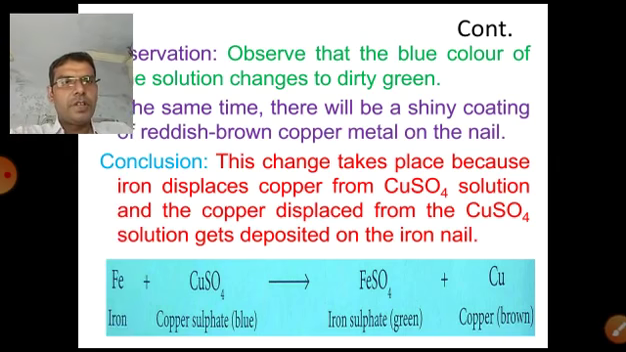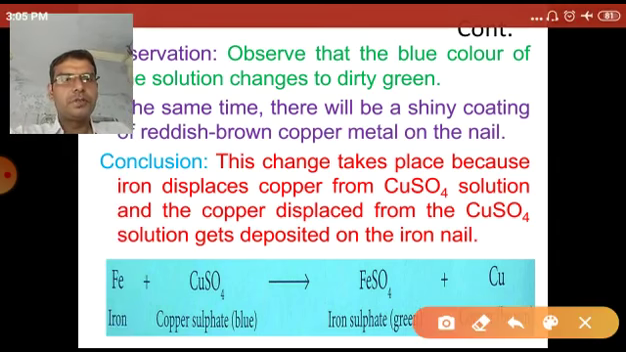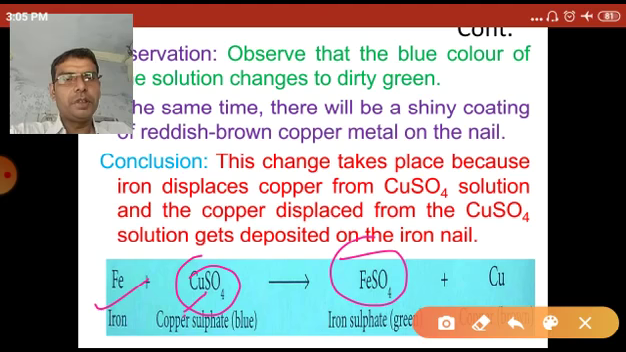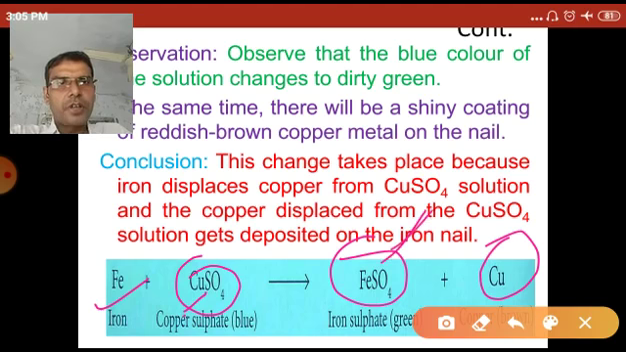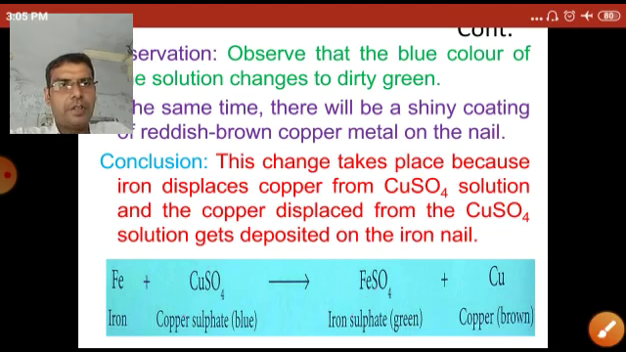Now, the reaction taking place in this activity: iron displaces the copper from the copper sulfate and they form iron sulfate and also copper. The copper sulfate solution is blue and the iron sulfate is green. Due to that, the color of the solution changes from blue to green, and a reddish brown color is deposited on the iron nail due to copper.